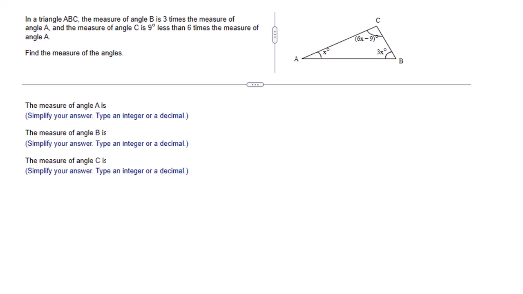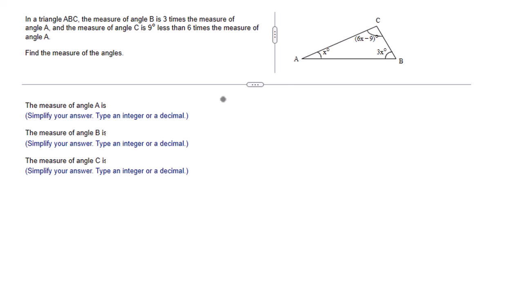In the triangle ABC, the measure of angle B is 3 times the measure of angle A. The measure of angle C is 9 degrees less than 6 times the measure of angle A. Find the measure of the angles.